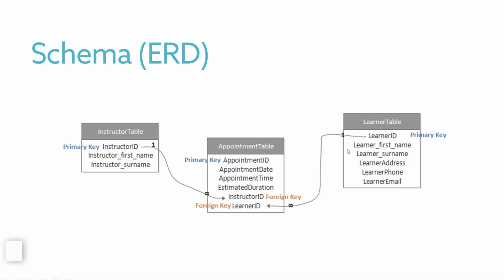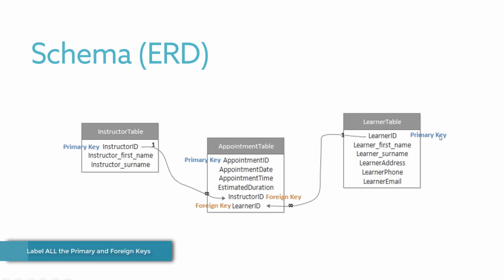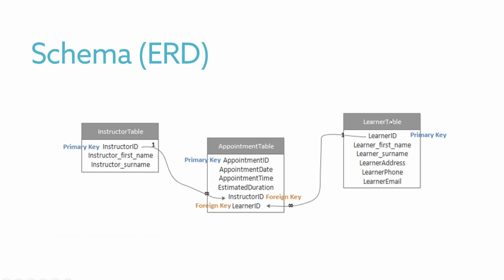Now, to make this schema complete, we needed to add a few more things. We needed to list our primary keys, which are the unique identifiers of whatever the table is. For example, the learner ID is a unique identifier of each learner in that table. We then have our foreign keys. The instructor ID and the learner ID in the appointment table are considered foreign keys, which basically means that they are primary keys of the other tables.